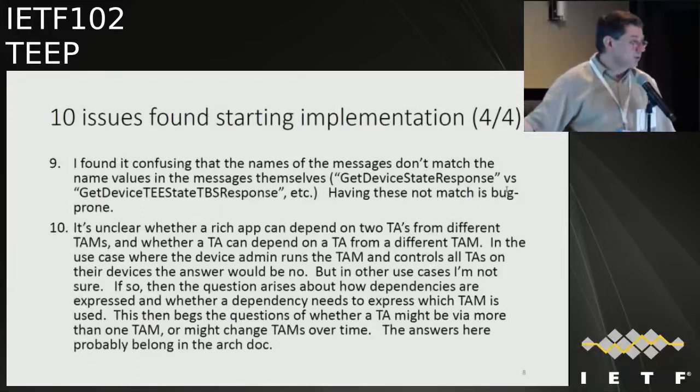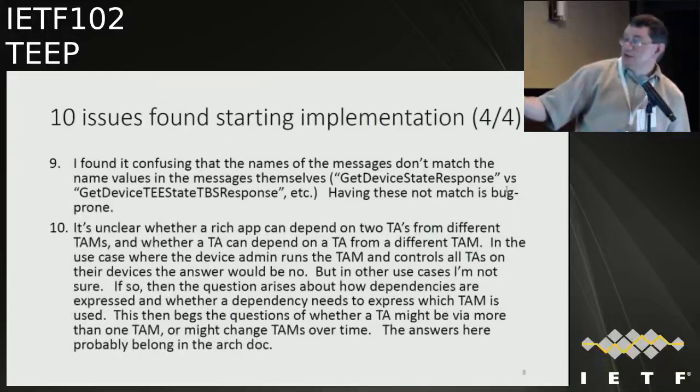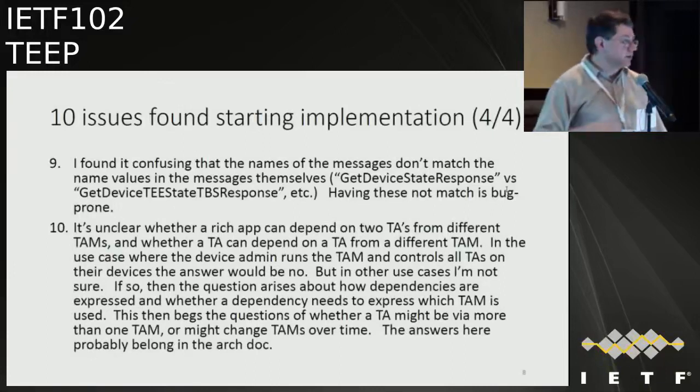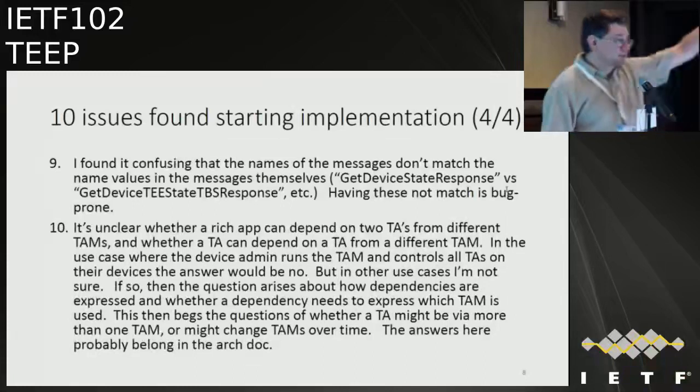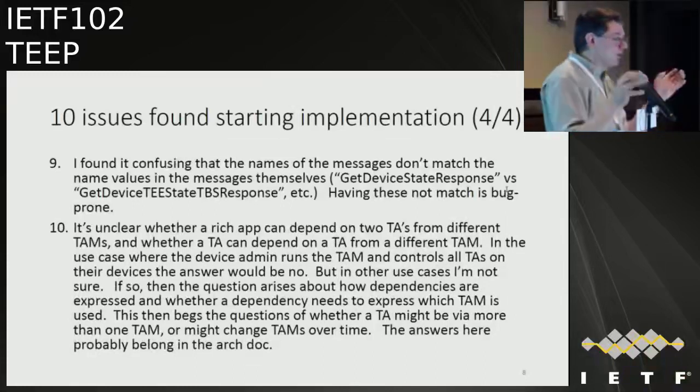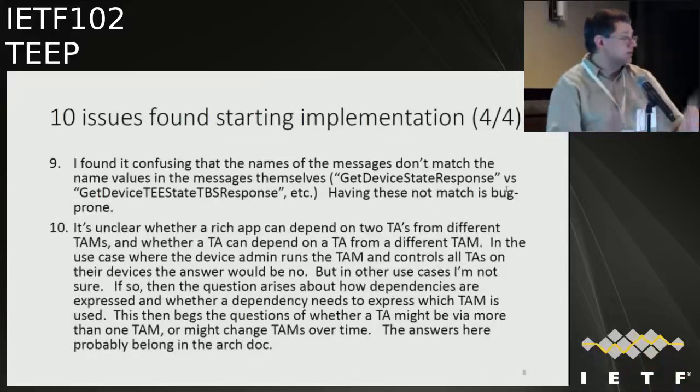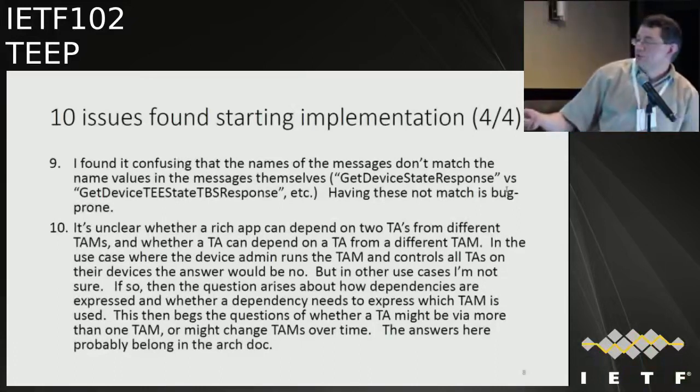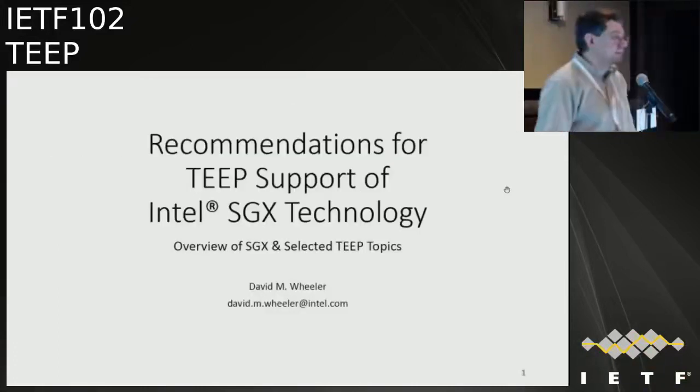I don't think the protocol has to change significantly to accommodate this. So I don't think it's a showstopper to say that, yes, a TA can depend on another TA. It's just another way of expressing dependencies. But again, the expression of dependencies is outside the scope of the protocol, so I think the existing protocol messages can be used to do that. Okay, there we go. I think that's my last slide.